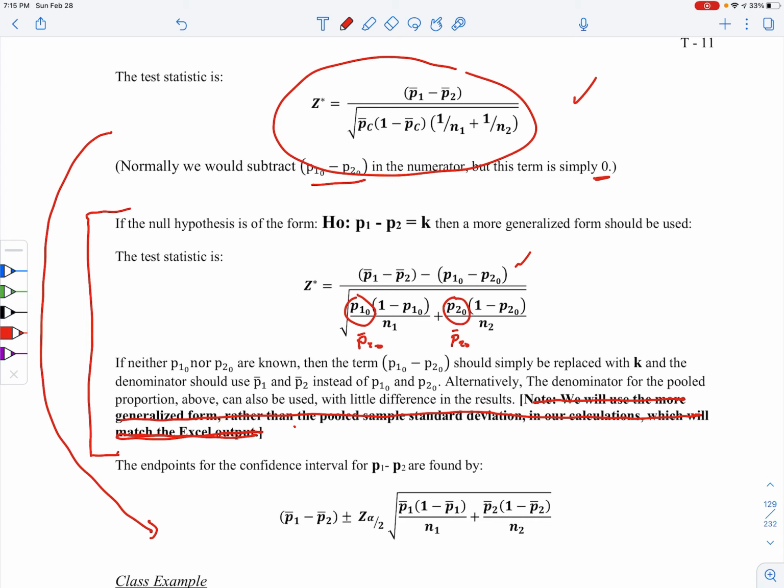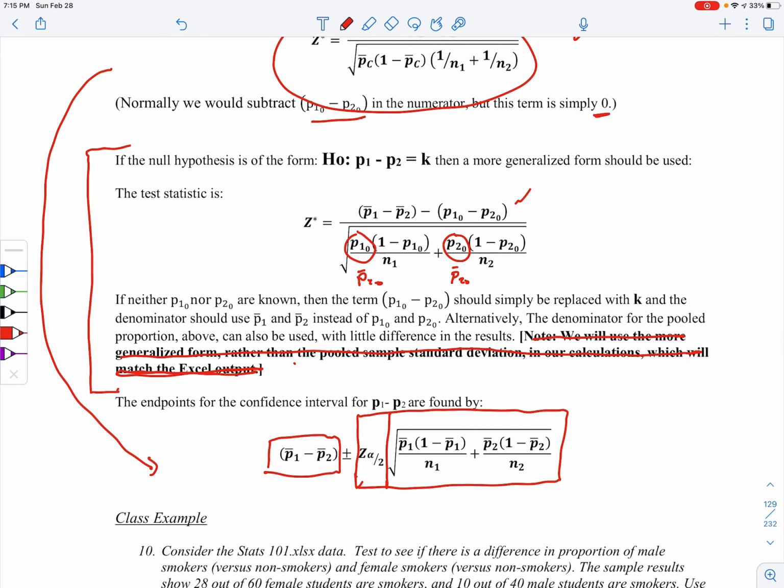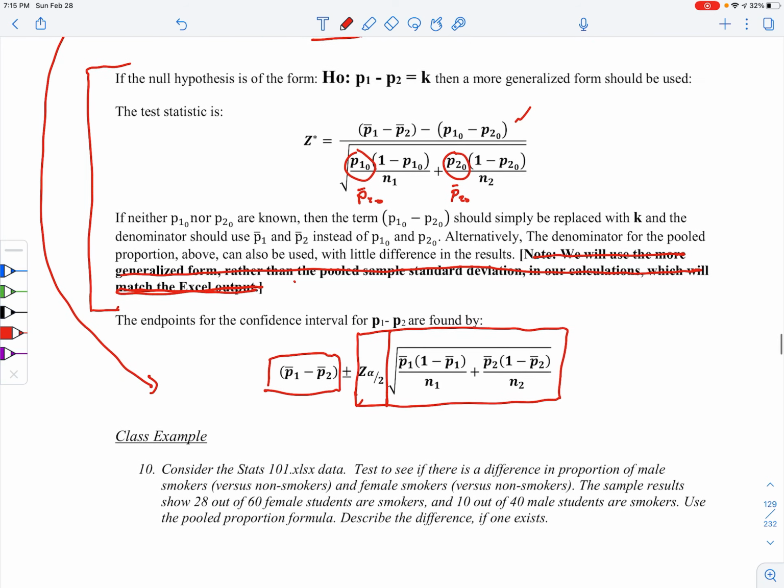Excuse me. And take a look at the endpoints for the confidence interval for the difference of proportions. And that is just your typical form that looks like that. And then we've got that. So a difference of proportions, and then you've got a margin of error based on a z value, and then a standard error of the difference of proportions.